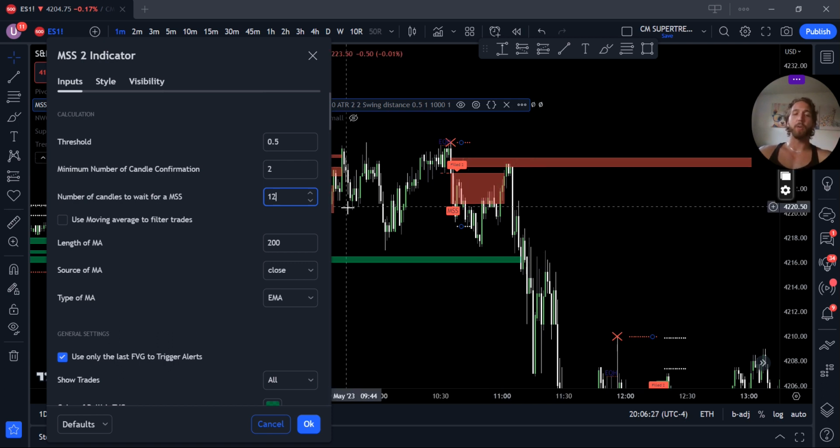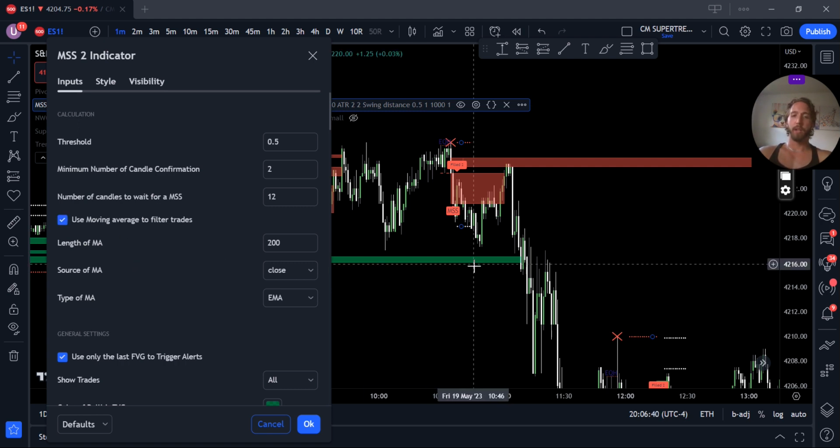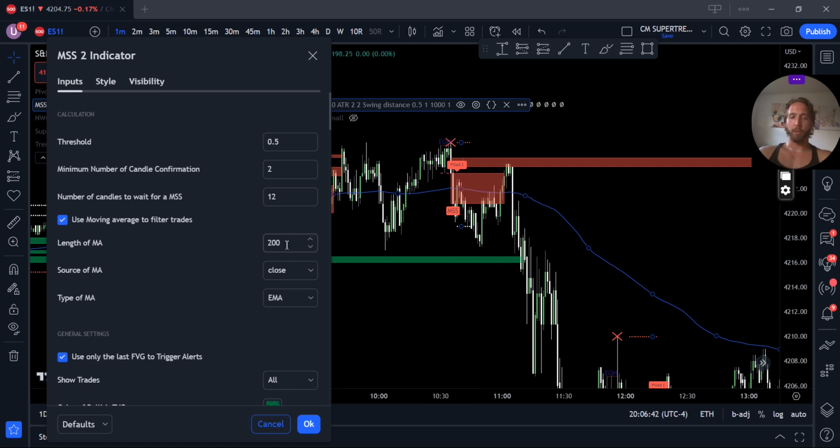Again, I don't want to go into the code, but you can use the moving average to filter the trade. So this is kind of cool. I basically just put this in here because some people really like to trade off the 200. You can change this to whatever you want. You can change it to 100, 50, 10, whatever you want.